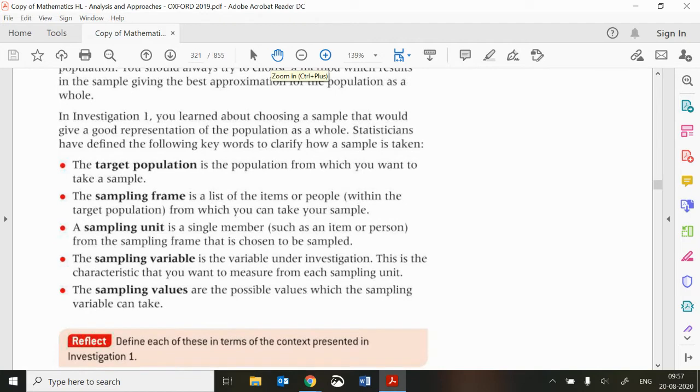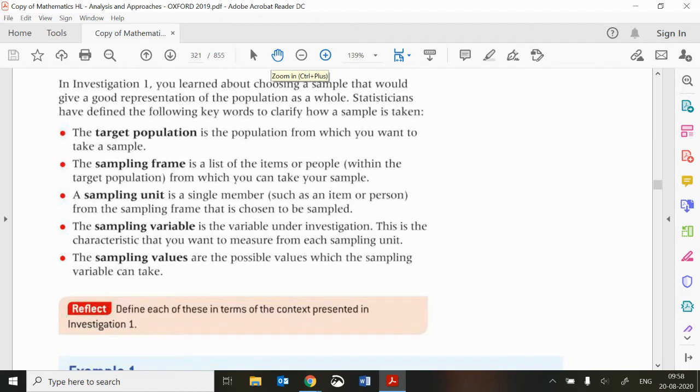So the target population is the population from which you want to take a sample. That's kind of similar to the population, isn't it? But maybe a population is also a subset of a target population, rather, is a subset of the whole population. We might be saying, well, we're only going to take our sample from this group because this is the group which we have access to. So it's slightly different, I think.